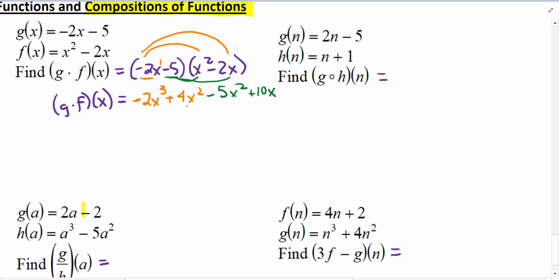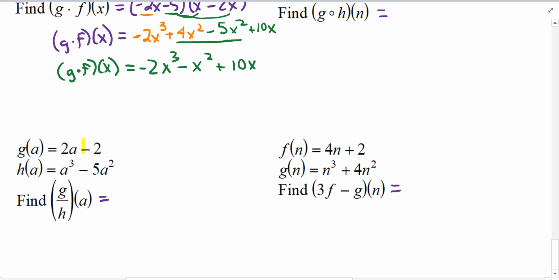And, oh, let's see, I want to make sure I didn't end up messing up. Nope, that's an x squared. So we have one more step to do. So g times f of x is equal to negative 2x cubed. These two are alike. They're both x squared. 4 subtract 5, so we have negative x squared plus 10x, and that will be your final answer.